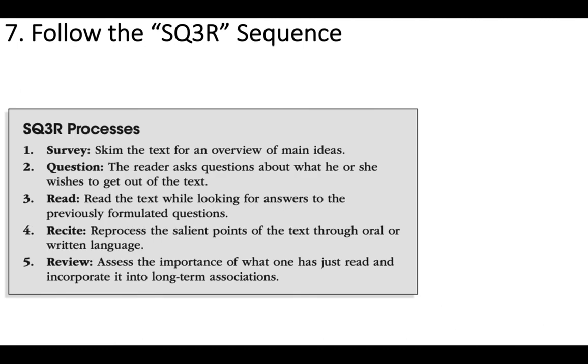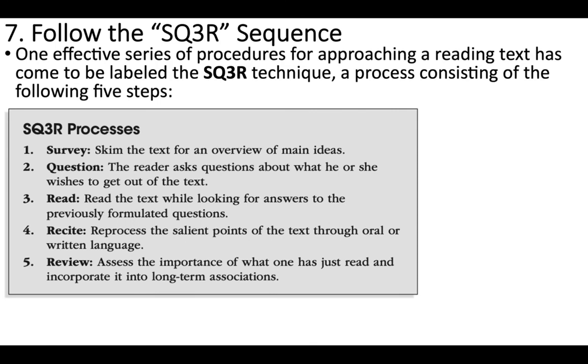Moving on to the next reading strategy: follow the sequence SQ3R. One effective series of procedures of approaching a reading text has come to be labeled the SQ3R technique, a process consisting of the following 5 steps. So we have got survey. SQ3R. All right, survey, which is skimming the text for an overview of the main ideas.